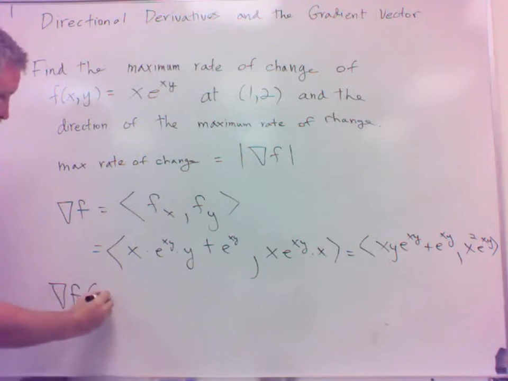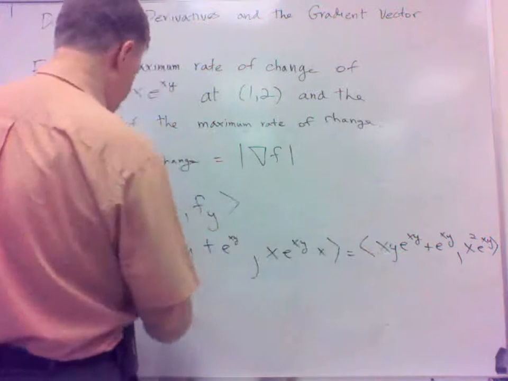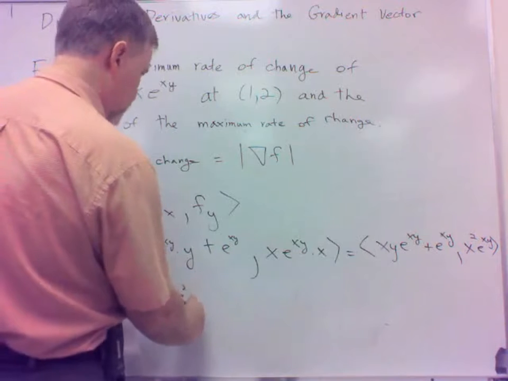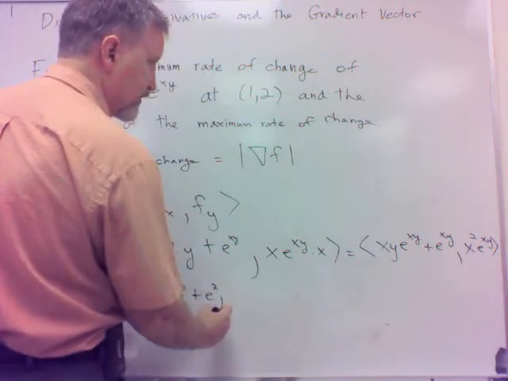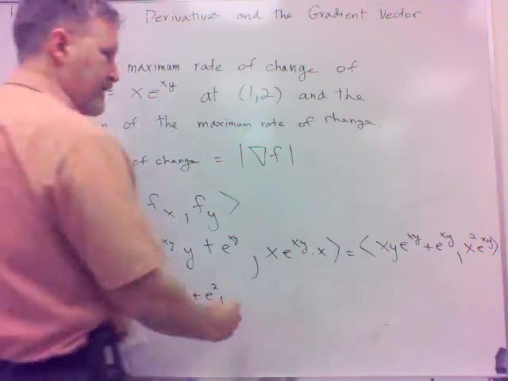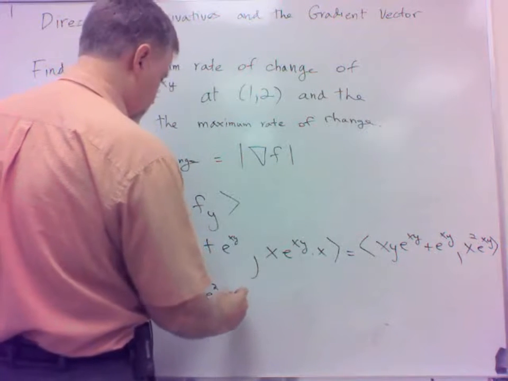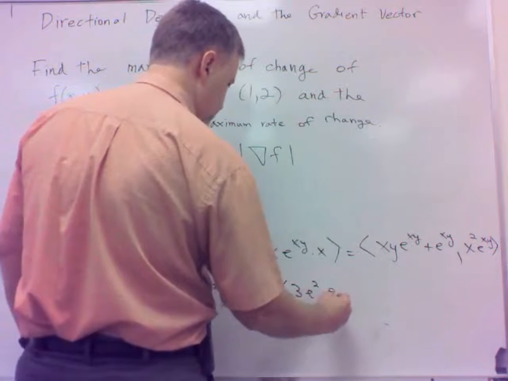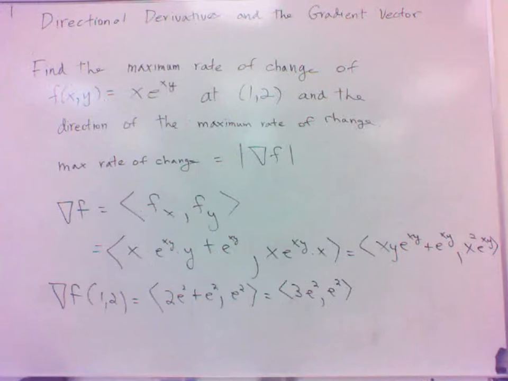So that gradient at (1, 2) would be what? x times y, so it would be 2e squared plus e squared, which is 3e squared. And then the other one would be 1 squared times e squared, so it would be e squared. So 3e squared, comma, e squared is the gradient at (1, 2).